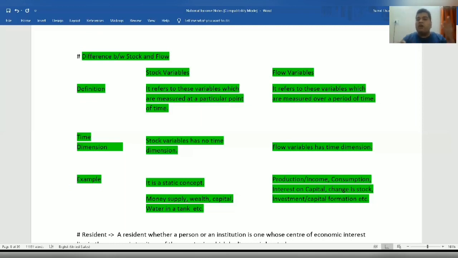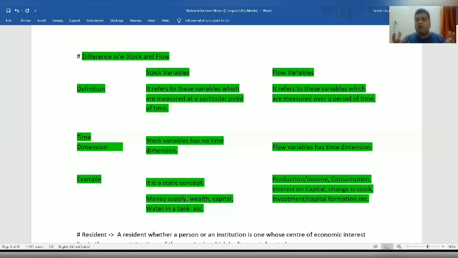हम कभी भी ये नहीं बोलते कि इकोनॉमी में 1 साल का इतना पैसा है या 2 साल का इतना पैसा है या 3 साल का इतना पैसा है. हम बोलते हैं इस वक्त इकोनॉमी में इतना पैसा है. It means on 15th July at 3 p.m. the money supply in the economy is this much. So we are measuring at a particular point of time. So money supply is a stock variable.